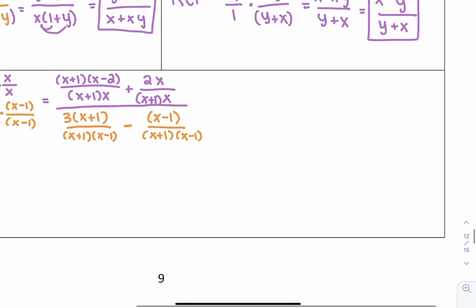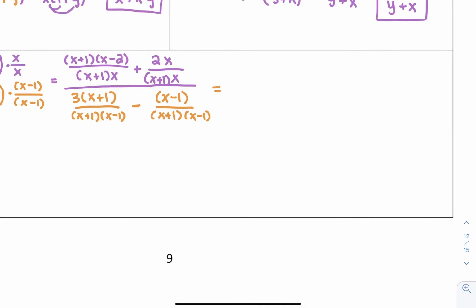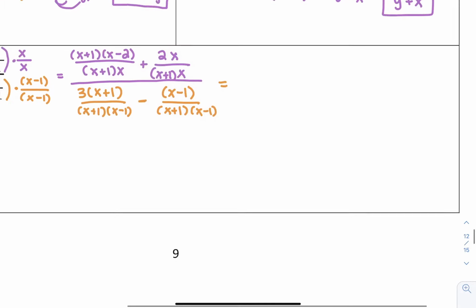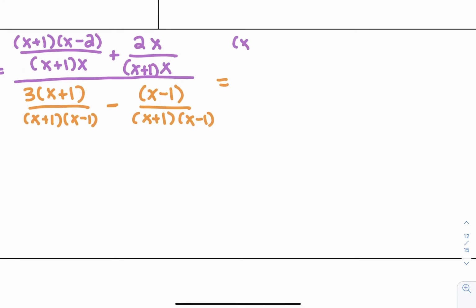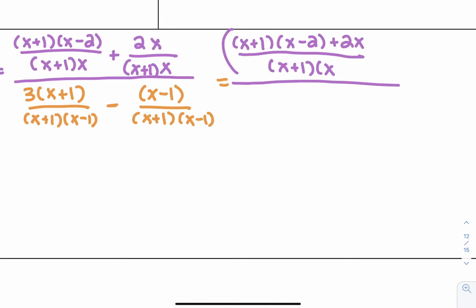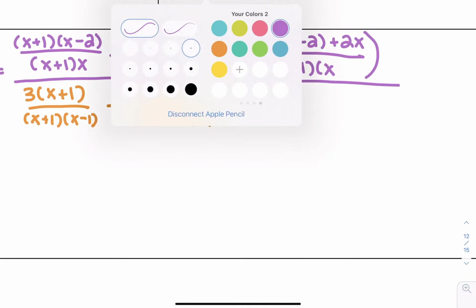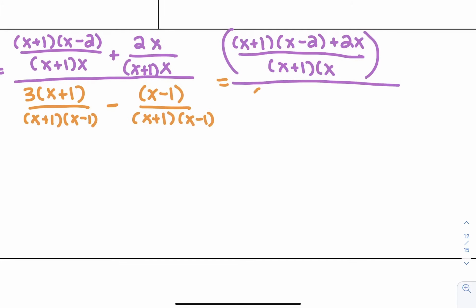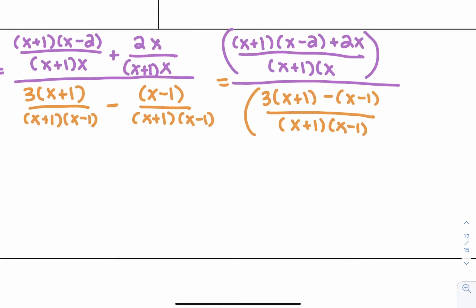Now notice I have common denominators in the numerator and denominator, so I'm going to combine the fractions. So I have x plus 1 times x minus 2 plus 2x all over the same denominator, x plus 1 times x. In the denominator, I have 3 times x plus 1 minus x minus 1 all over x plus 1 times x minus 1.